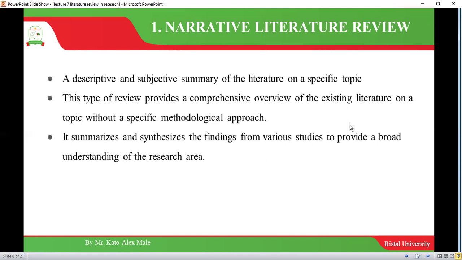It tries to define our point number one. In other words, like I told you, you'll not give us your statistical data. We might not need it, but you're trying to pick out how others described this condition that you are describing. So this type of review summarizes and synthesizes the findings from various studies to provide a broad understanding of the research area. You get it?